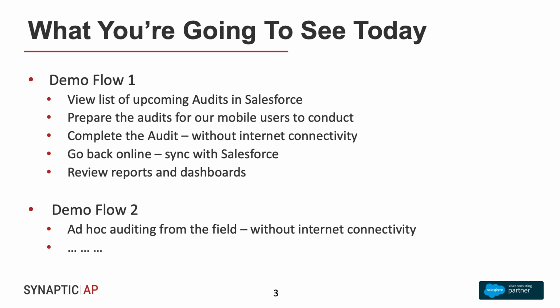So here's what you're going to see today. I've got two demo flows to show you. They're very similar, but they are useful in very different situations. The first one we're going to go through is to look inside of Salesforce at a list of audits that I have planned for a variety of different job sites or clients that I'm going to go out to. We're going to prepare an audit to make sure that our mobile users are ready to go, so that when they go out into the field, it's really easy for them to open up that audit, fill out a form, answer a bunch of different questions, and then map that data back to Salesforce. We're going to complete that audit on my mobile device without internet connectivity.